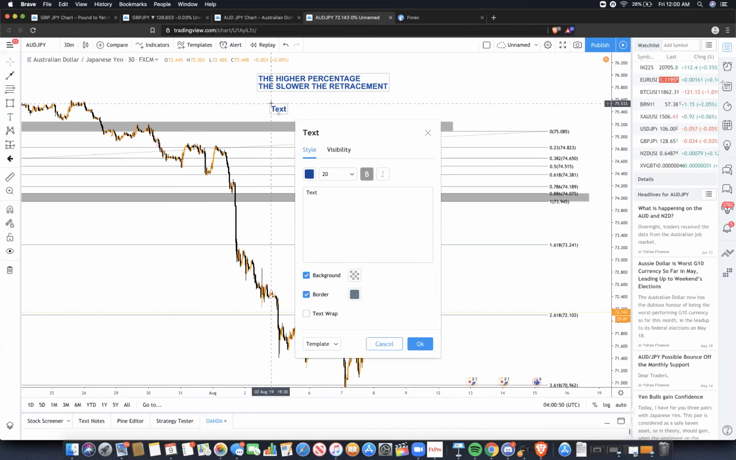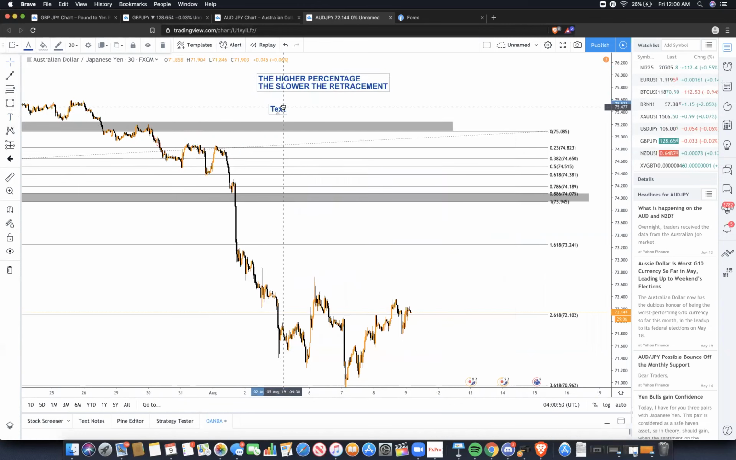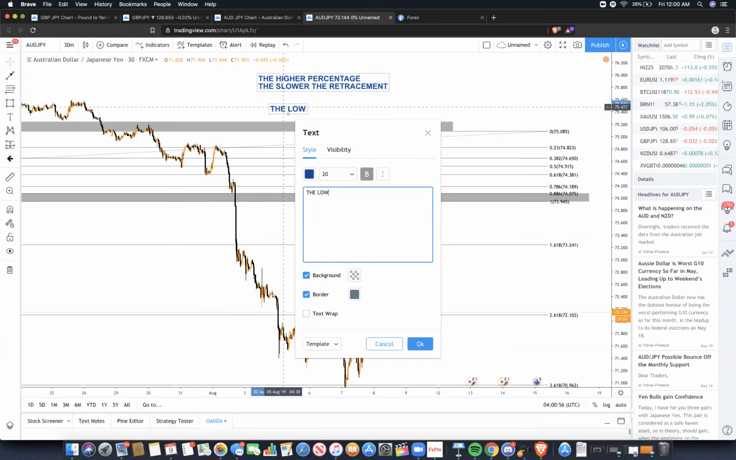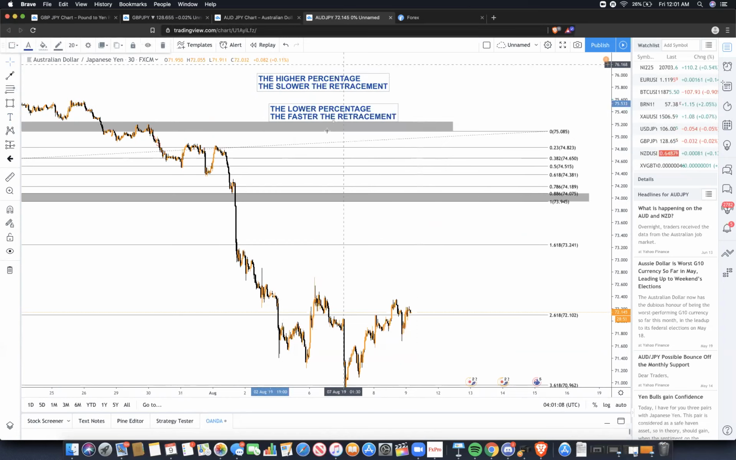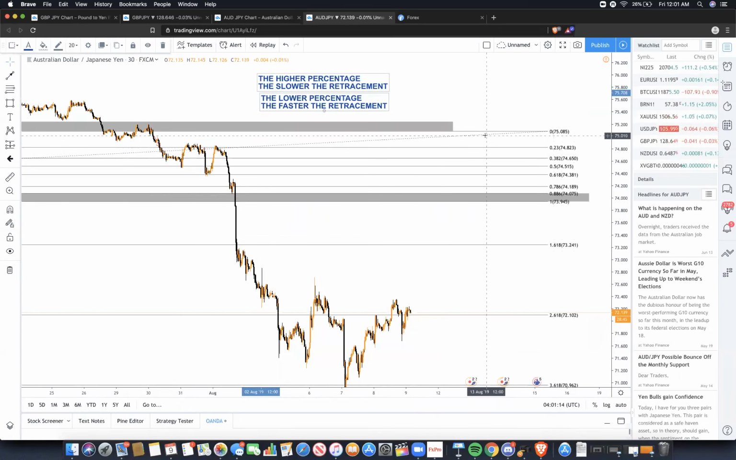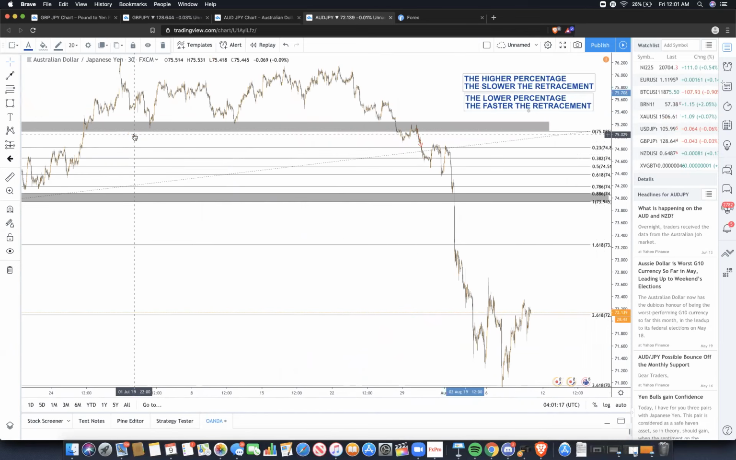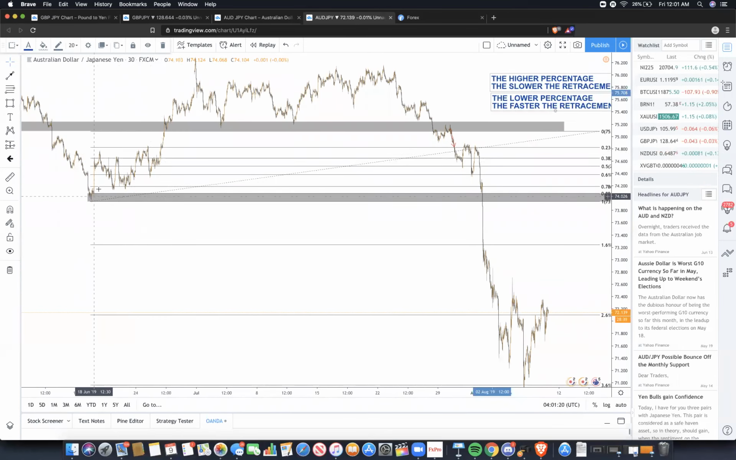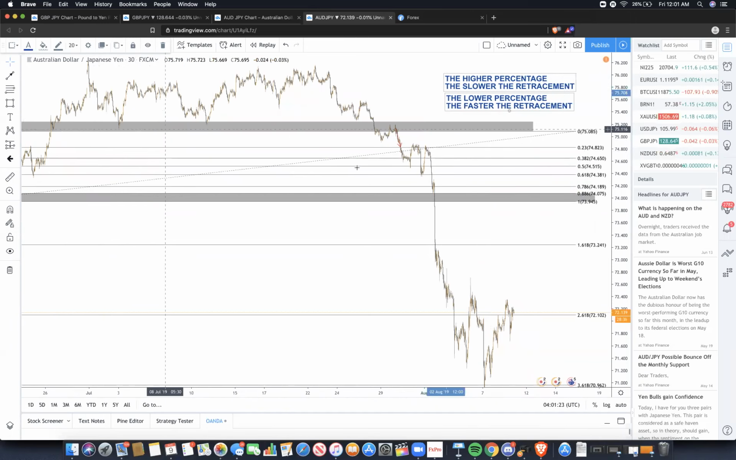So then that means the lower the percentage, the faster the retracement. JL, what do you mean with that? So the higher the percentages, right? Let's say I drew this Fibonacci based off this move right here, from here to here. As the market is retracing, the higher the market drops to the percent, the slower the retracement back up is.